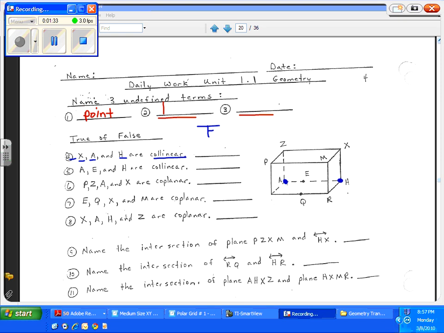There's A, there's H, and there's X. And to be collinear, we would have to be able to draw a line that hits all three. Well, we can't draw a line that hits all three. We can only draw a line that hits two at a time. So the 3 points X, A, and H are not collinear. So it would be a false statement that they are collinear. Okay.